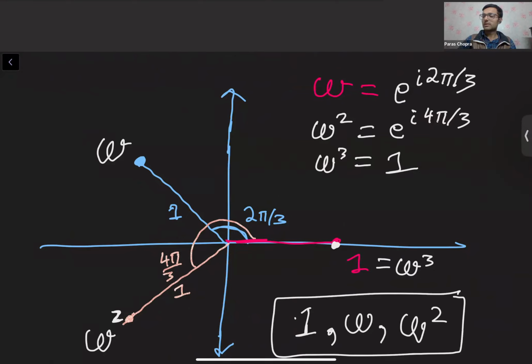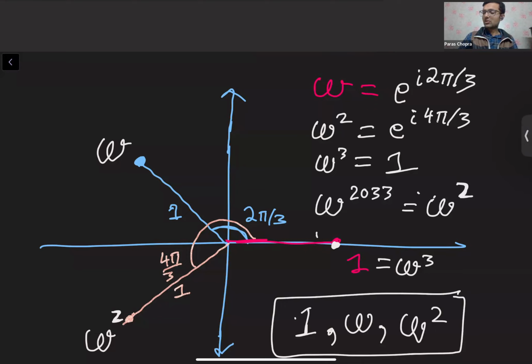Okay. Similarly, what will be the value of omega to the power 2033? तो जब 3 से डिवाइड करेंगे कितना रिमाइंडर आ रहा है? So this will be equal to omega square.